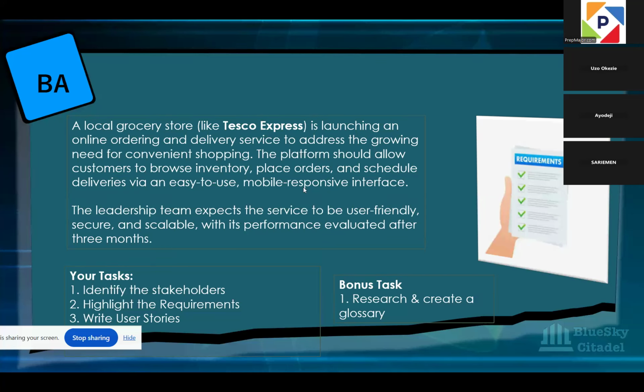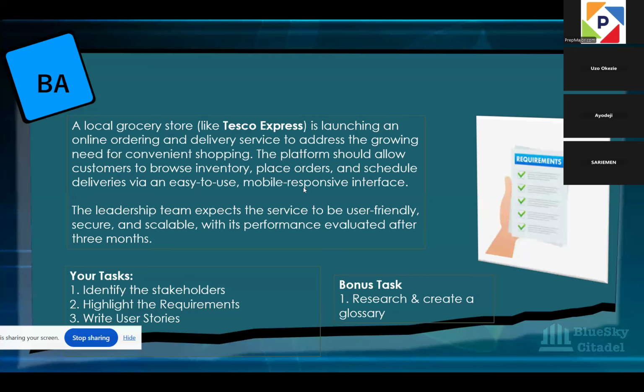Then your bonus task, which I mentioned at the start, is to research and create a glossary, not just for this particular course as a BA, but for everything you're doing from now on, so you have a working glossary. It's a bonus task, so you don't have to do it, but I guarantee it will help you, especially if you want to be a BA. It's one of the things we do once we come onto a project. We start a glossary because we know we're going to be hearing a lot of terms and acronyms we're not used to, and we want everybody to be on the same page. So if I say PBI, you will know it means product backlog item, and not Power BI. That way, everybody is clear on what the acronyms mean.